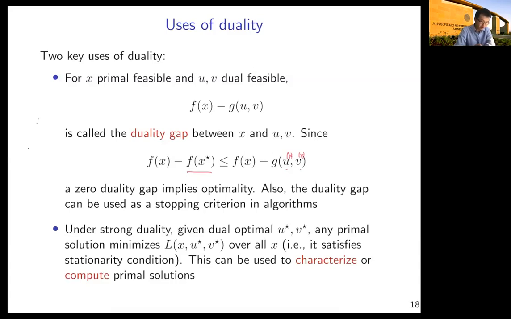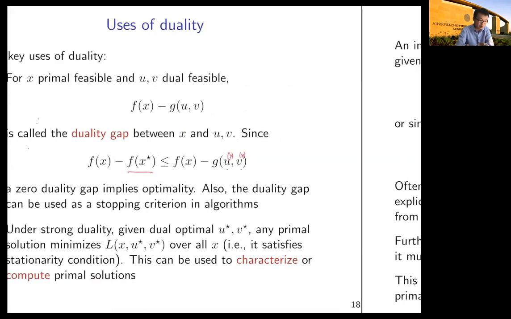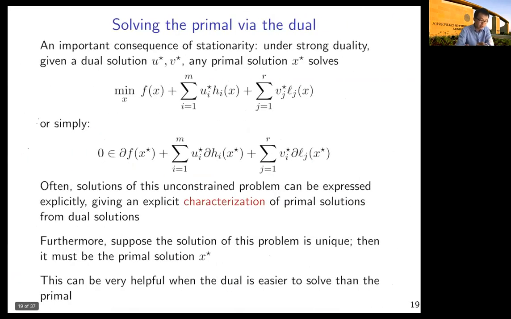Another application of duality is that whenever strong duality holds, we can solve a different optimization problem, and sometimes the dual problem is easier than the primal. Then we can simply solve the dual and reconstruct the solution of the primal. Let's talk about that a little bit more.